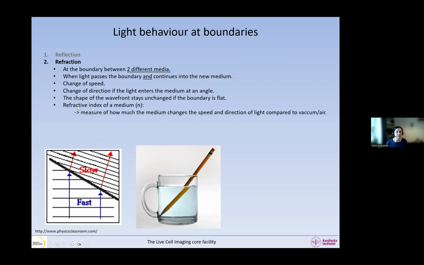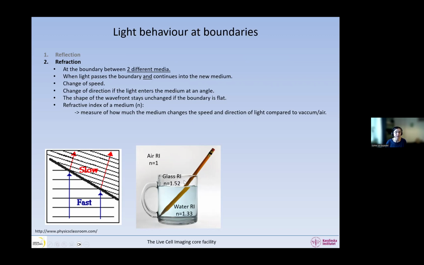Because of this, different materials have different properties for how they refract light. And so there is something called the refractive index of a medium, and this is often or always abbreviated as a small n. So when you see a small n like this, you will know it's the refractive index. This is a measure of how much the medium changes the speed and the direction of light compared to air or vacuum. So air and vacuum are the reference, and therefore they have a refractive index of 1.